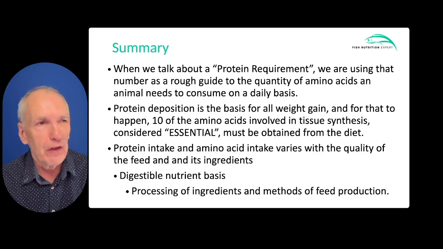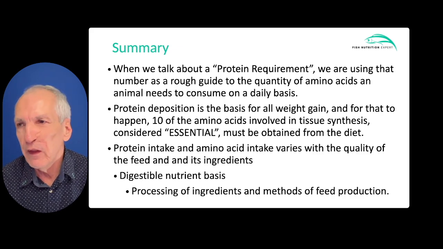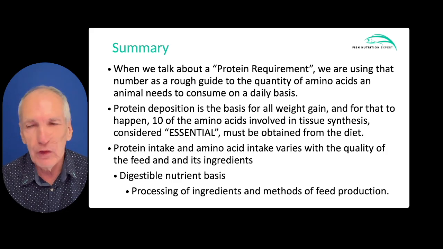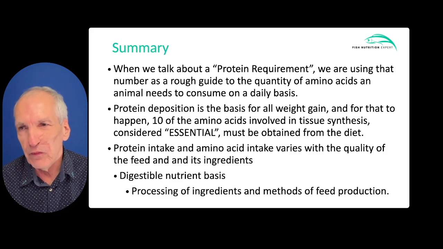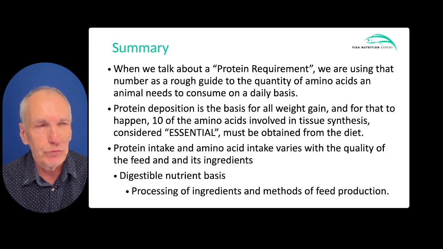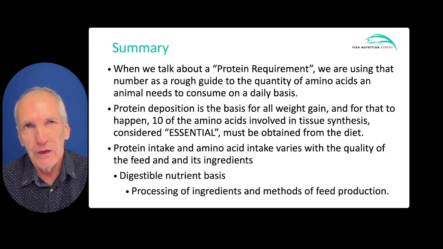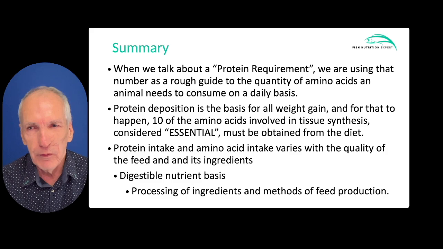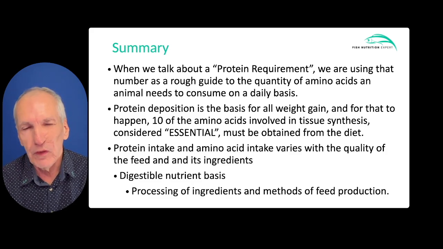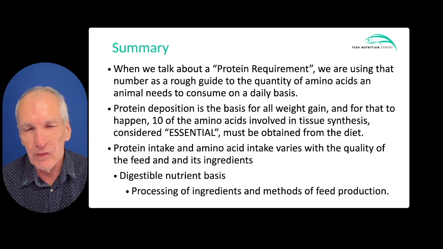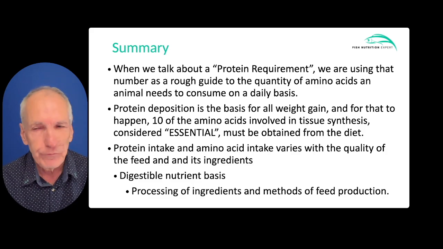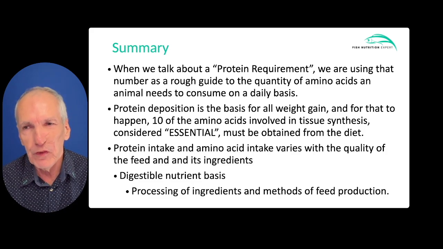So to summarize, when we talk about a protein requirement, we are using that number as a rough guide to the quantity of amino acids an animal needs to consume on a daily basis. We can say, well, in general, protein is nitrogen times 6.25. That's based on the generalization that protein contains 16% nitrogen. However, many ingredients have different ratios than 6.25. Soy is maybe 5.7, 5.4, somewhere in there.